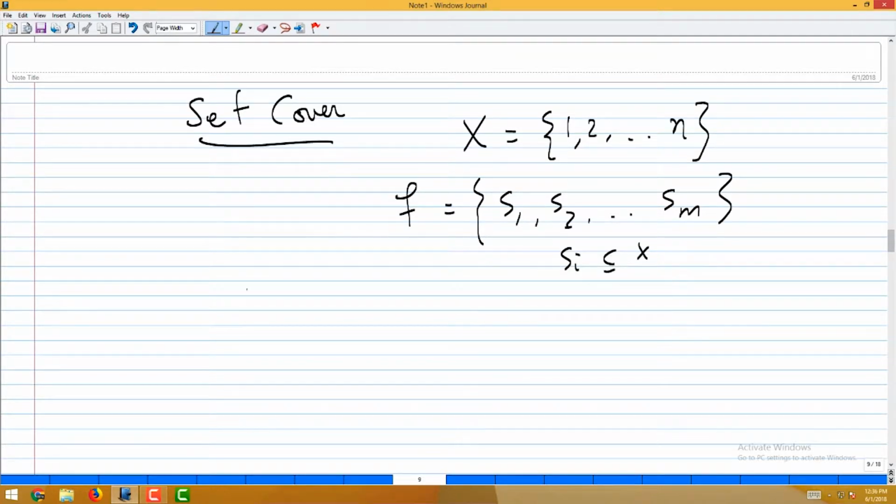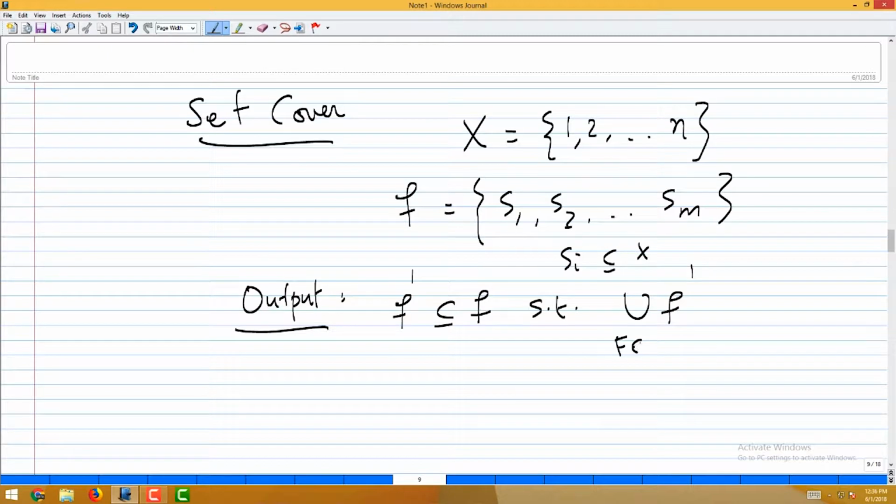This is my input, and the output I am interested in is a subfamily of my family. So, a collection of some small number of sets F' such that the union of the sets S in F' is my entire universe set.